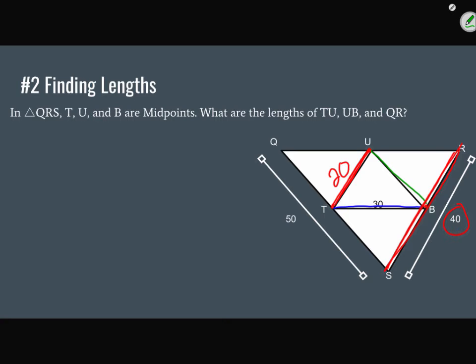Well, we've got 2 out of the 3, right? So now we got to do UB. So now UB corresponds to what line segment? QS. Say it with confidence. QS.